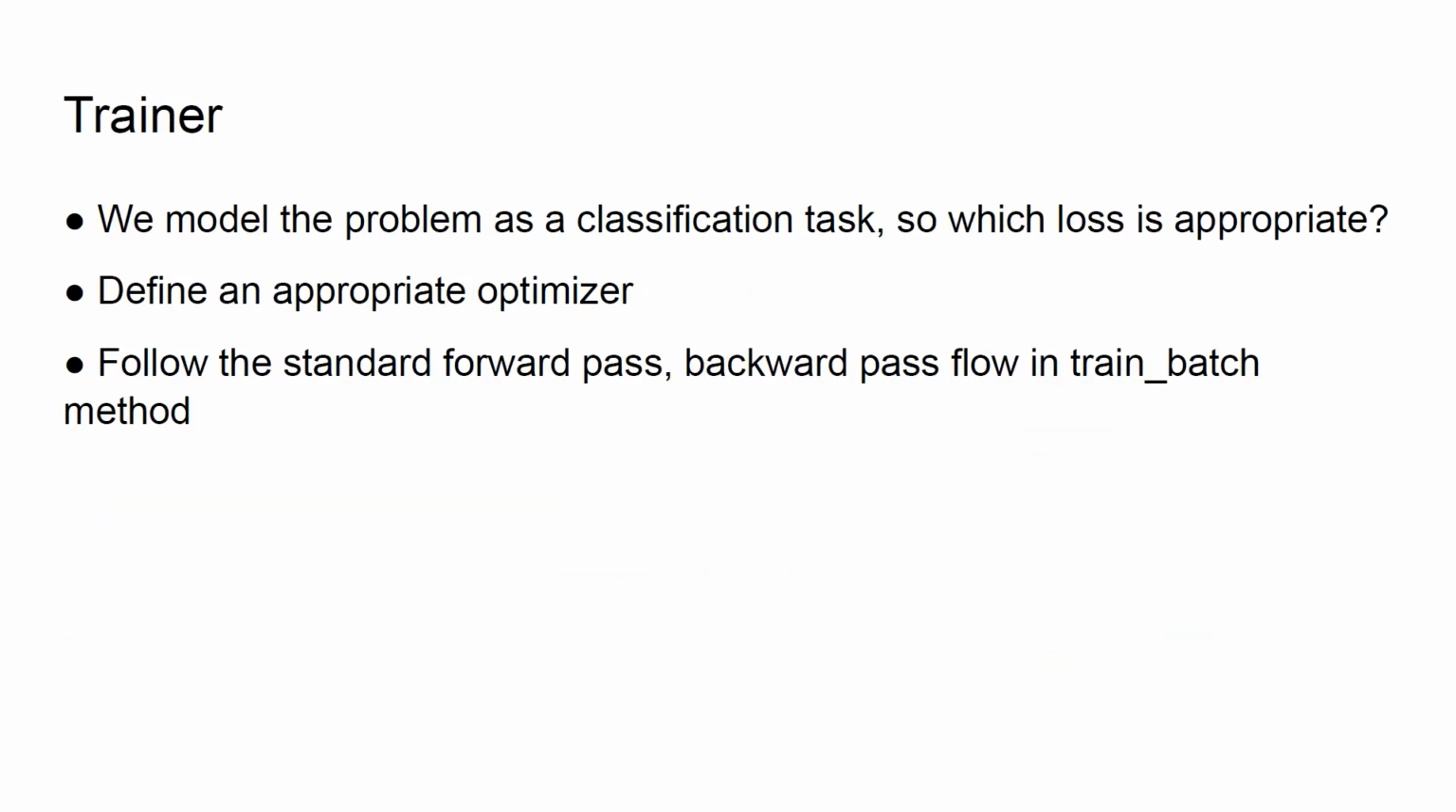For the trainer, what you need to do is the same as or similar to what you have done so far in part 2. Remember that we will model the problem as a classification task, so think about which loss is appropriate in this homework. You will also need to define an appropriate optimizer and follow the standard forward pass, backward pass flow in the train batch method.